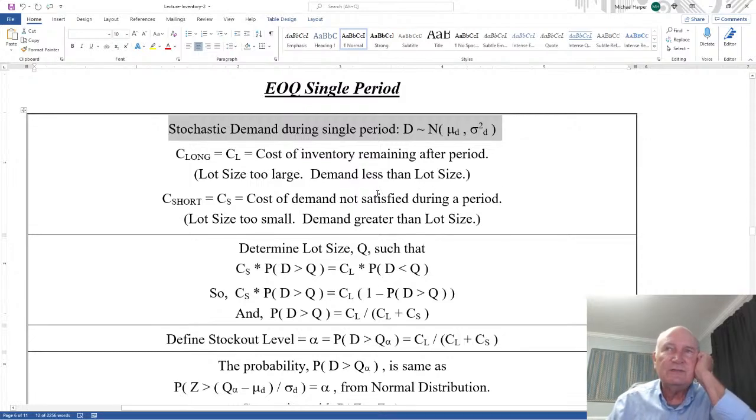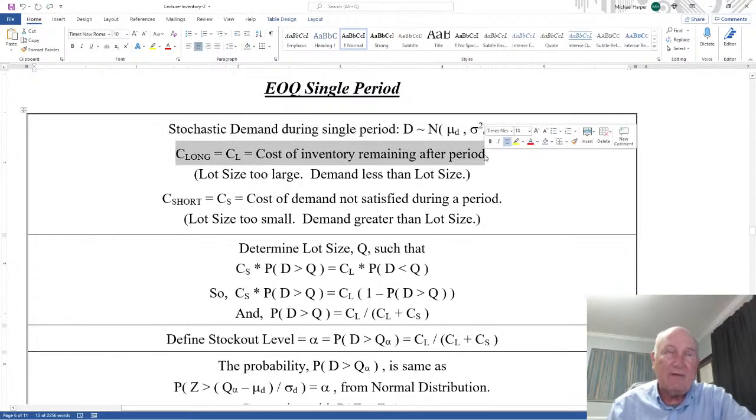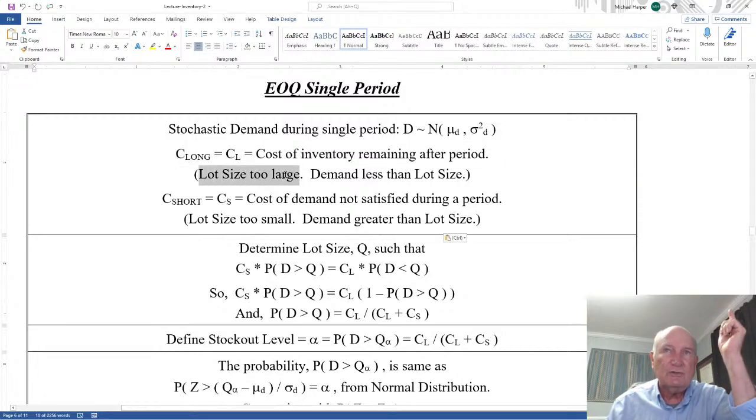Now, in order to do this, you say, okay, I'm ordering this one time. If I order it one time, well, I could order too much, or I could order too little. If I order too much, then I'm going to have something called a long cost, or the cost of inventory remaining after the inventory period is over. In other words, your lot size is too large. Your demand is less than your lot size.